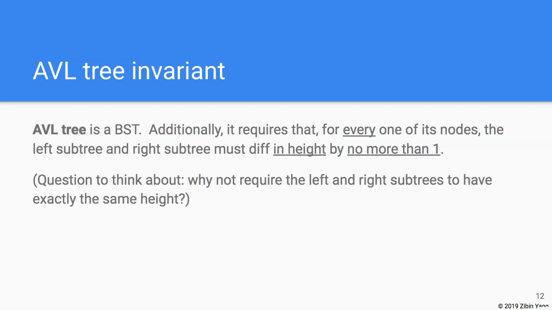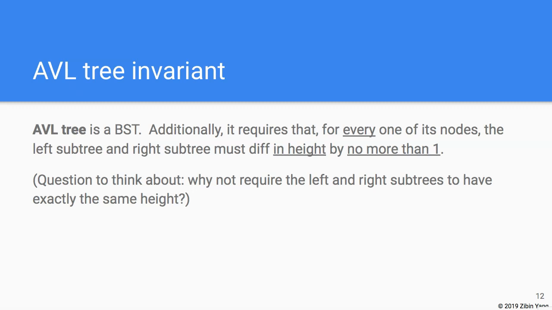In addition to all the invariants of a binary search tree, it has this requirement that for every one of its nodes, the left subtree and the right subtree must differ in their heights by no more than one. So maybe both trees are exactly the same height, and that's good. But if they're different, they cannot be different by more than one.